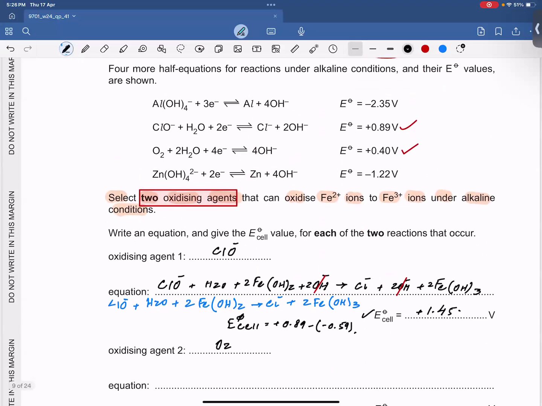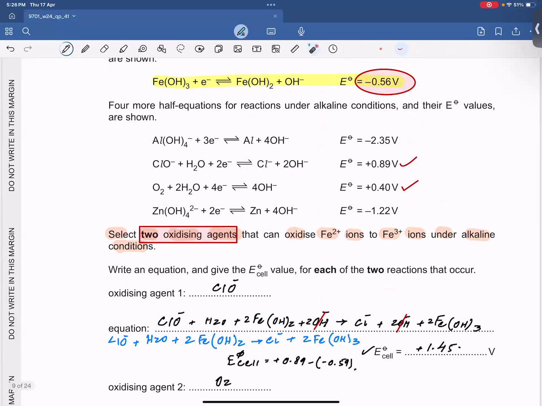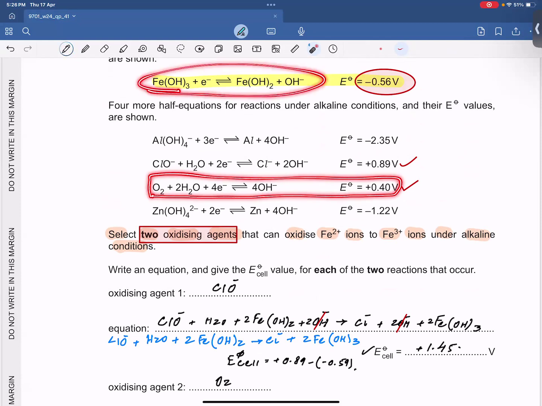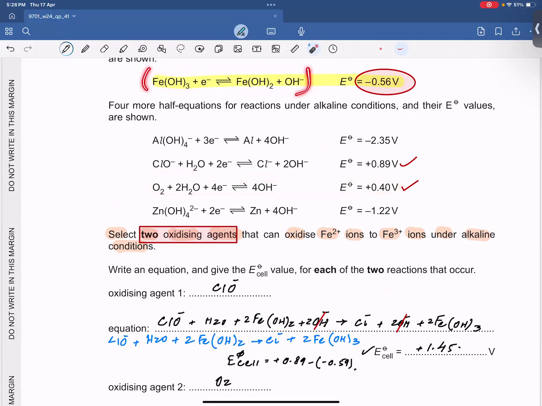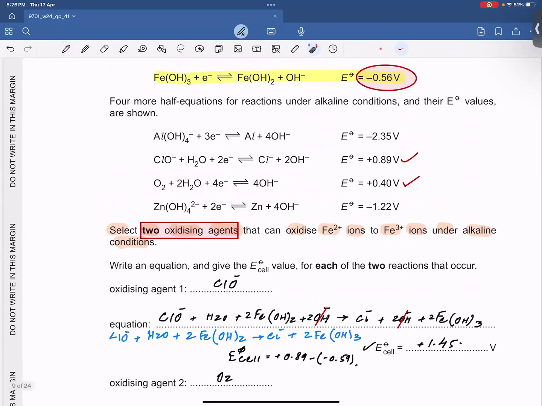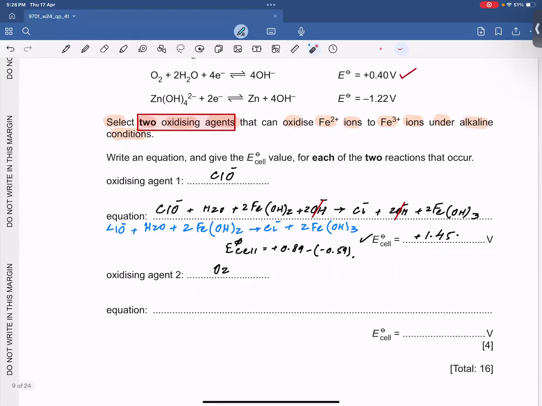So we need to merge these two equations. Obviously, this value has a more positive SEP value. I'll take this equation in the reduction form, and I need to flip this equation. After flipping, I need to multiply this equation by 4 as we need to balance the number of electrons. After the cancellation of electrons, we can cancel the hydroxide ions also. Okay. So let me write down the overall equation directly.